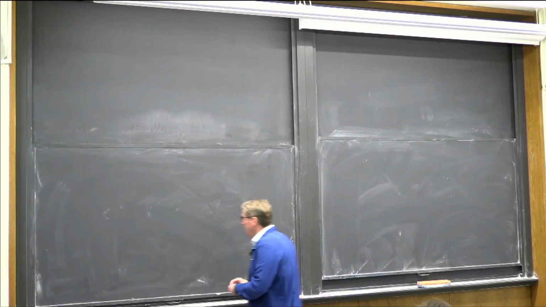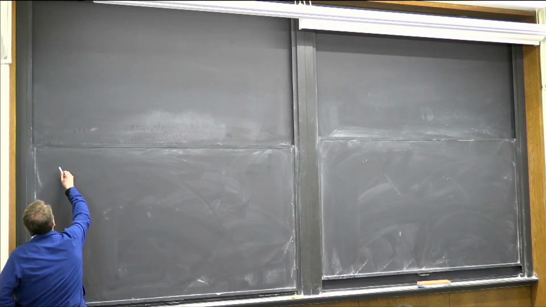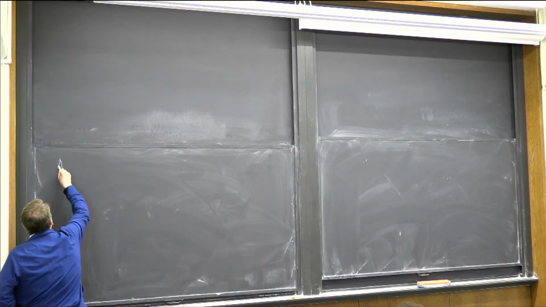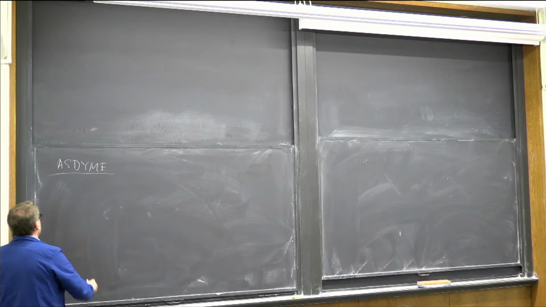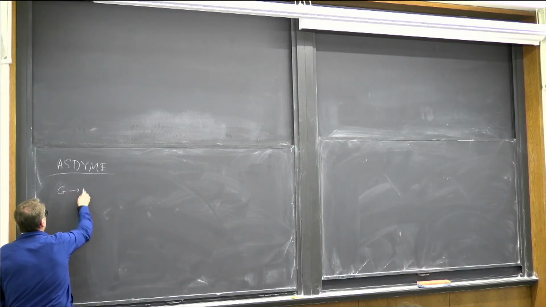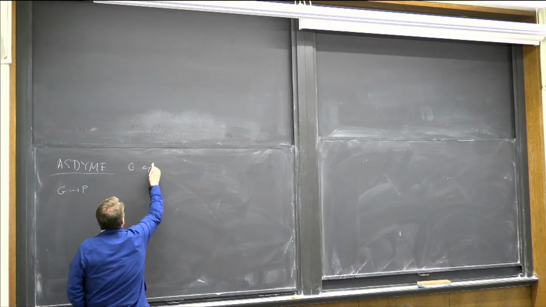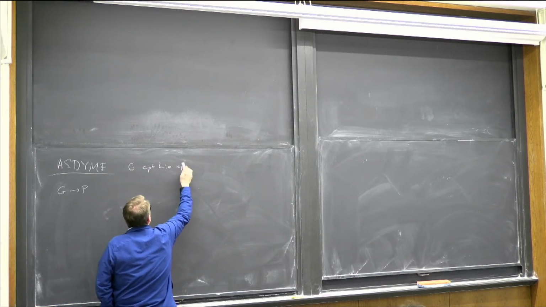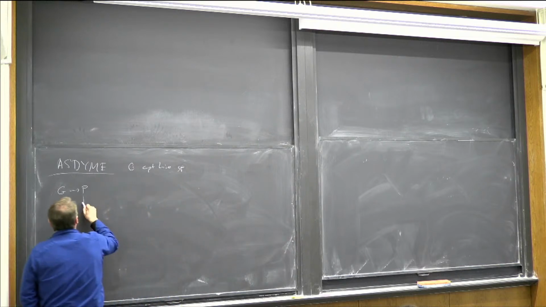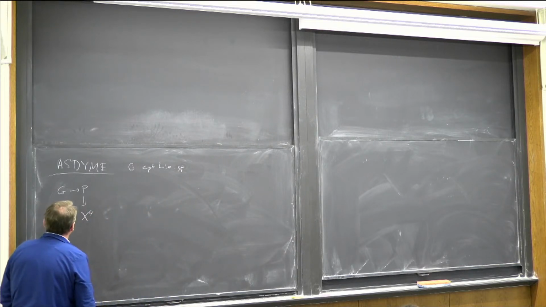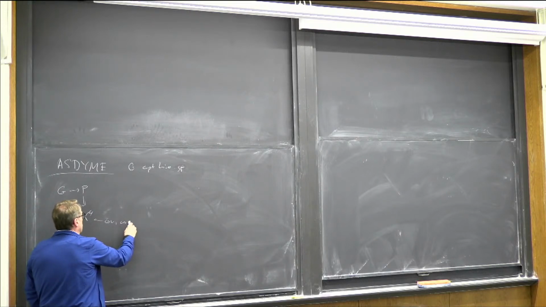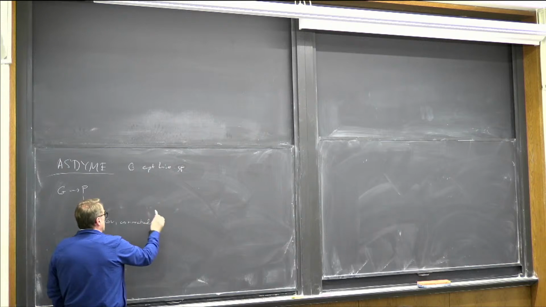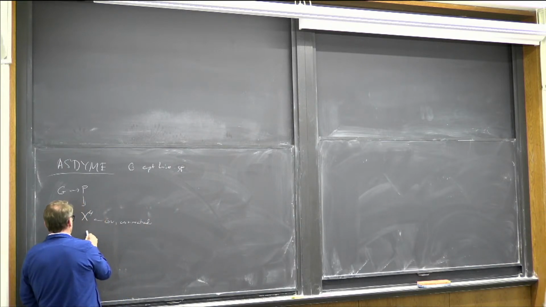Last time we looked at the anti-self-dual Yang-Mills equation. So remember, the context was that we pick a compact Lie group G. We pick a principal G bundle P over a 4-manifold X, and X is supposed to be oriented, connected, and we pick a Riemannian metric.